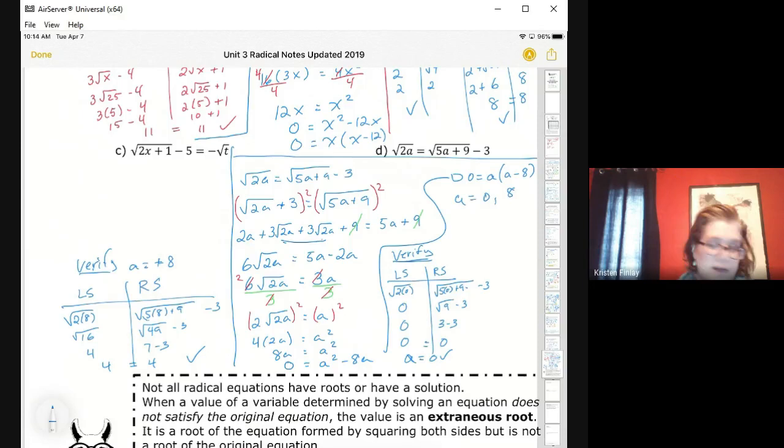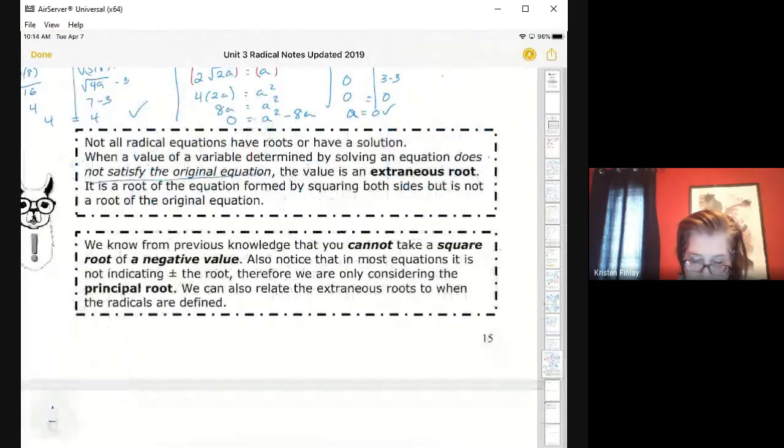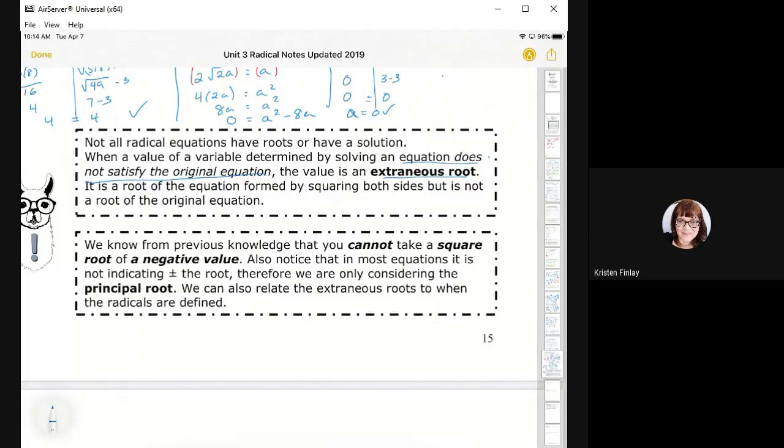Now, not all radical equations have a solution. Okay, so it's important to note that. And we kind of talked about that a little bit already. When the value of a variable determined by solving an equation does not satisfy the original equation, the value is an extraneous root. It is a root of the equation formed by squaring both sides, but is not a root of the original equation. Okay? And we know from previous knowledge you can't take the square root of a negative value. That's where we have our limitations on our variable.